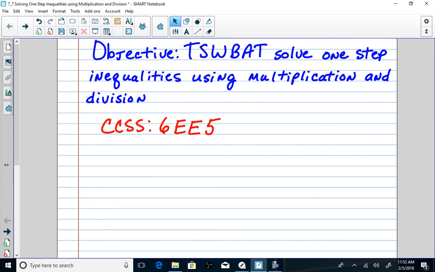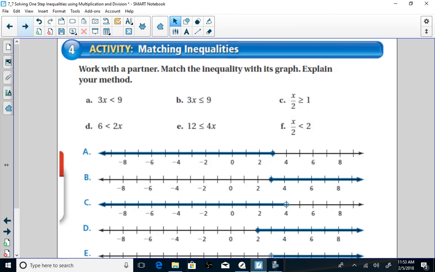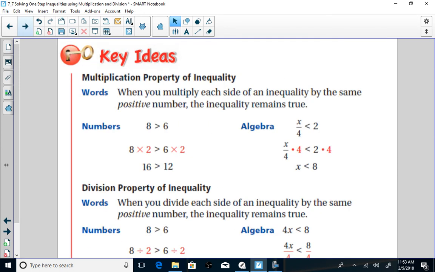Our objective today, we want to be able to solve one-step inequalities using multiplication and division. Let's take a look at our key ideas for this lesson.